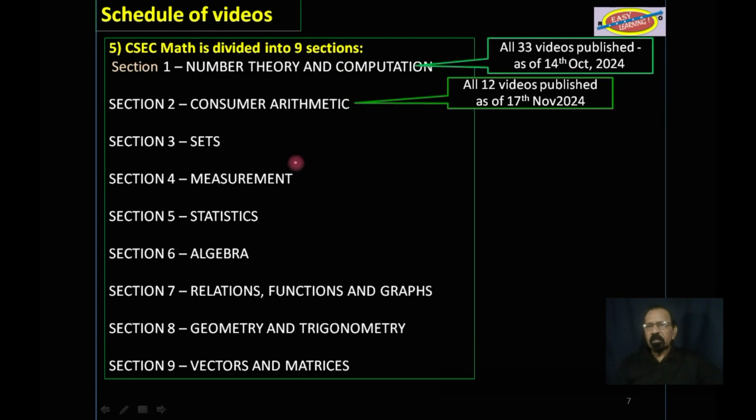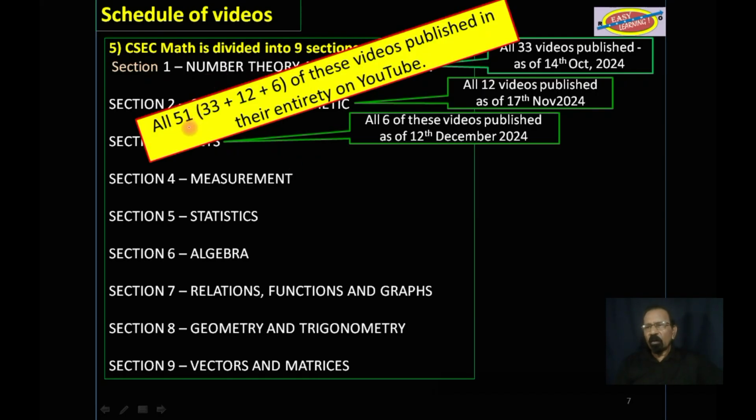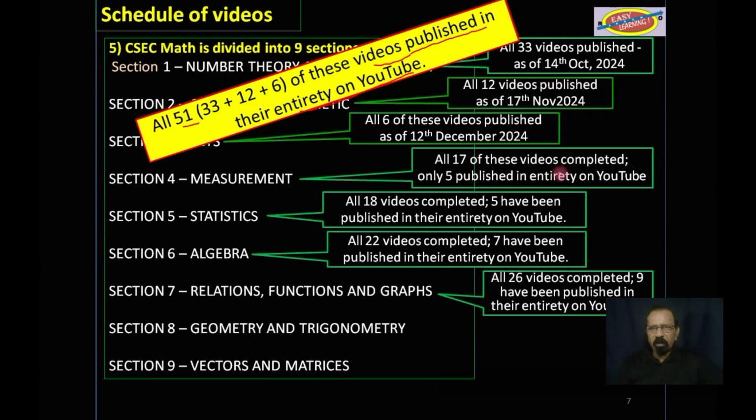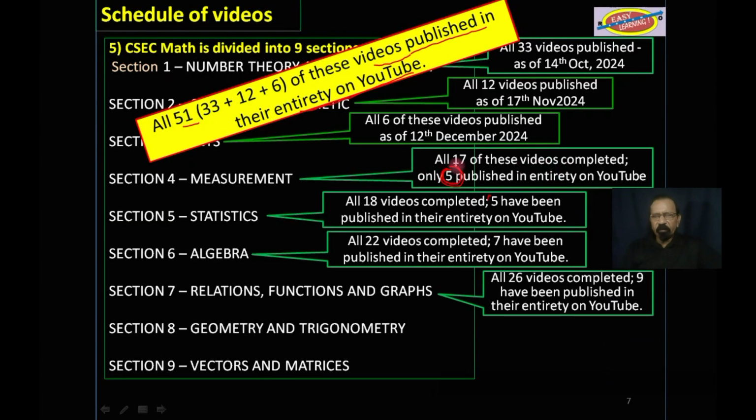Schedule of videos, sections 1, 2, and 3. All 51 of these videos have been published in their entirety on YouTube. Please make good use of them. Sections 4, 5, 6, and 7, these are all completed. From section 4, 5 videos have been published in their entirety. From section 5, 5 more. From section 6, 7 more. And lastly, from section 7, 9 more. Those are videos that have been published in their entirety. The other videos are completed and only partially published on YouTube.